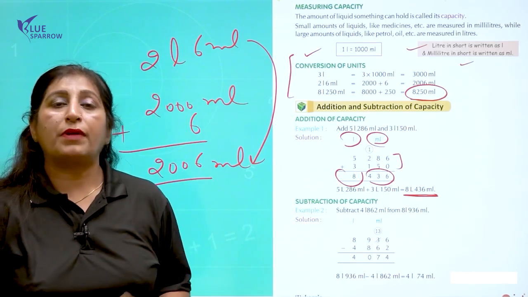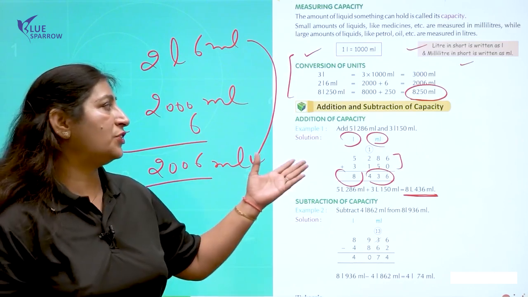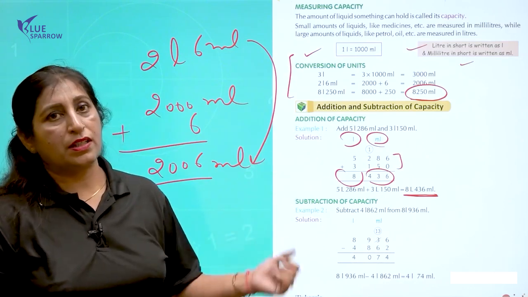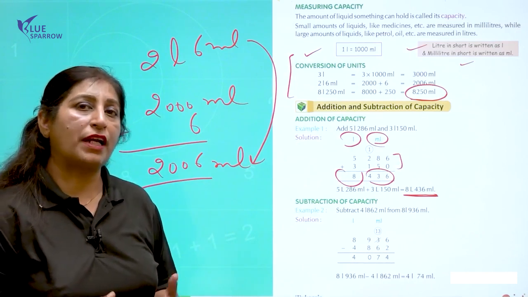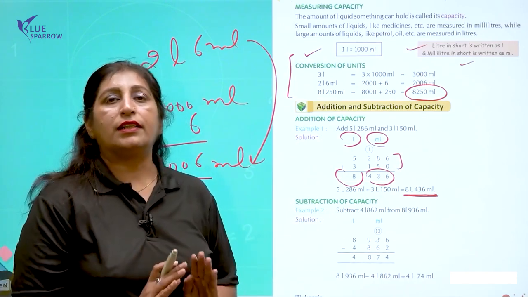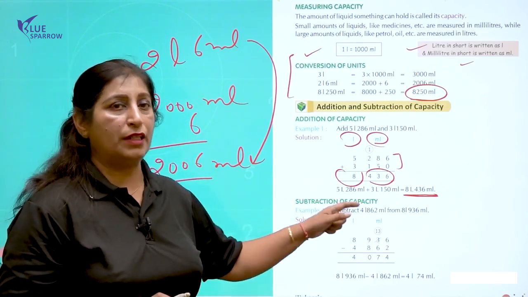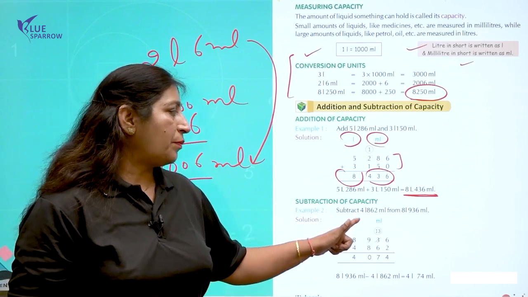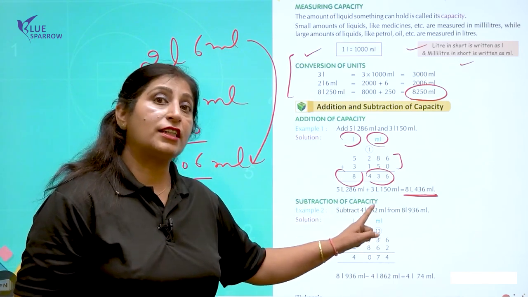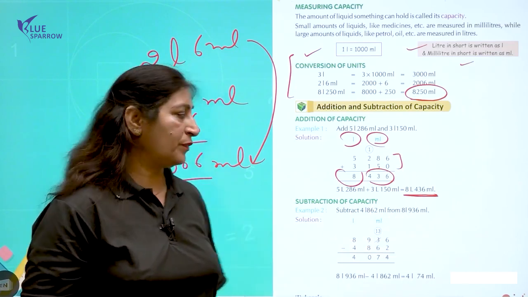Now we perform subtraction of capacities. That is again very simple. As we perform the addition of these capacities, similarly we would perform the subtraction of capacities. Again we would firstly write the given capacities in proper columns of liter and milliliter. You are asked to subtract 4 liter 862 milliliter from 8 liter 936 milliliter.